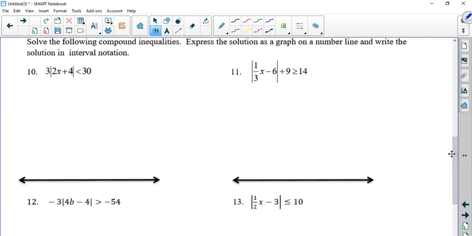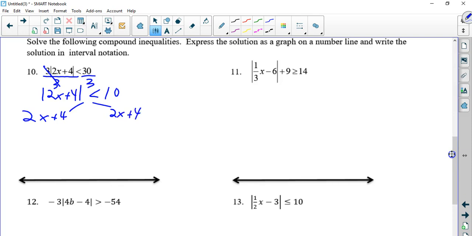Okay, now inequalities. With inequalities, you can have a negative number over there because it's not a set number. But we're still going to do the same thing. We need to get the absolute value by itself. So I'm going to divide, and I get the absolute value of 2x plus 4 is less than 10. Now, I'm going to bust it up the same way, except one stipulation. I'm going to make this less than 10. Nope, not less than or equal.